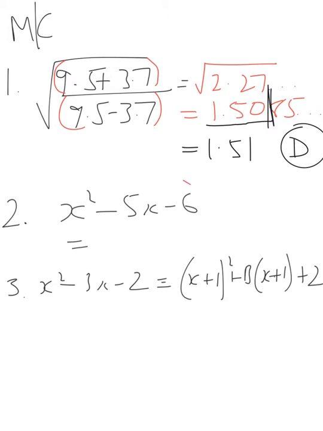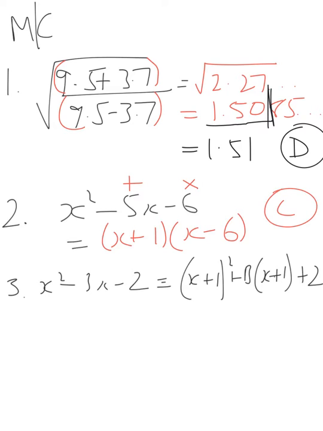Alright, give me 2 numbers that multiply together to give you -6. So that's either 6 and 1, 3 and 2, and add together to give you -5. So because it's -6, we want 1 positive and 1 negative, and we've got 1 and 6, which is C.